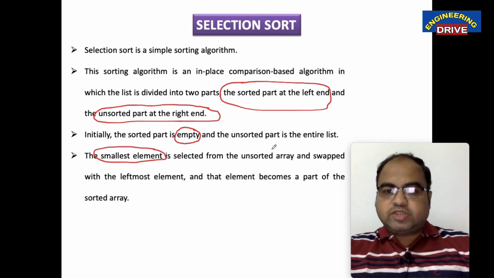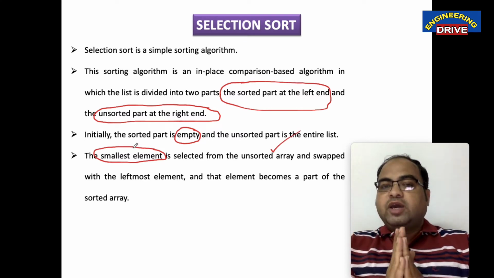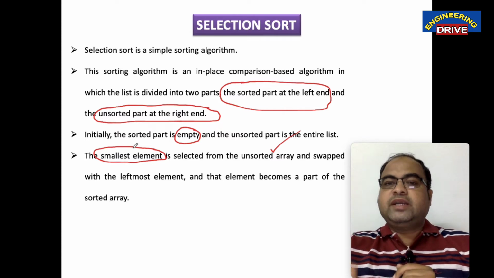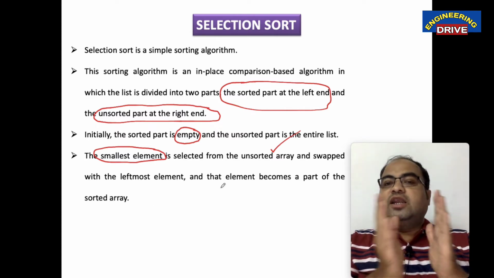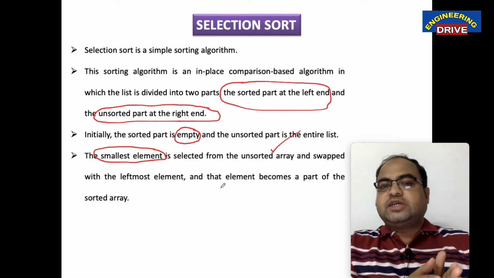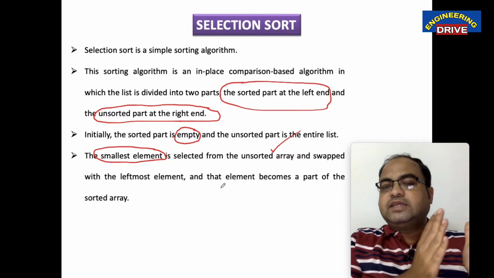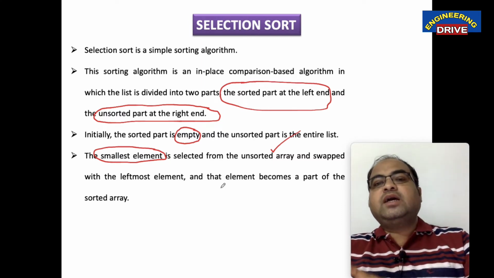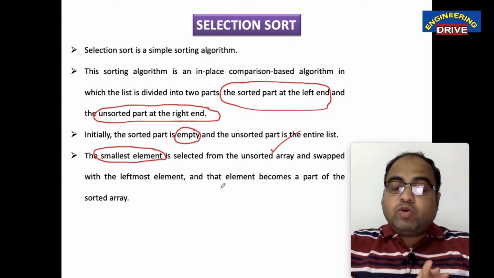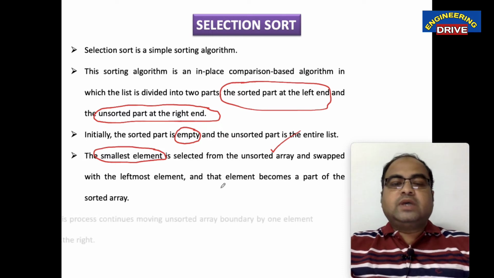So this is the unsorted array. From this we will select the smallest element, and once we have found the element, the next step is to swap it with the leftmost element of the starting array. That's all. Whatever element is at the leftmost part of the array will be swapped with the smallest element. Sir, how are you going to do that work? Let me show you with an example now. It will be clear.